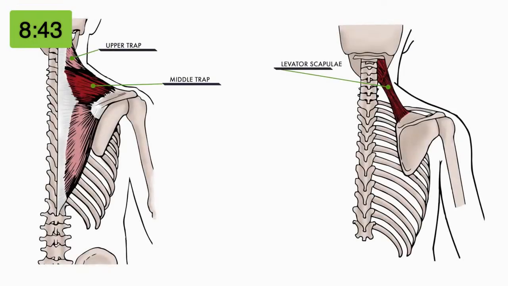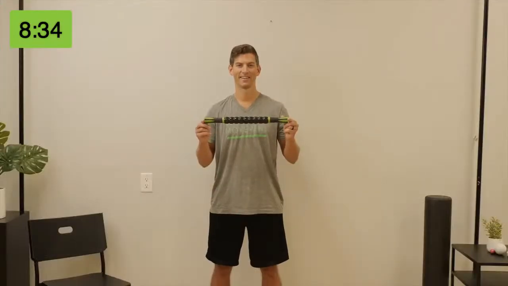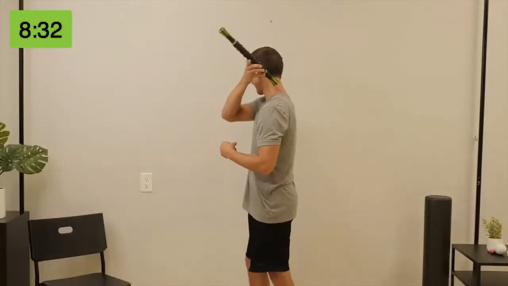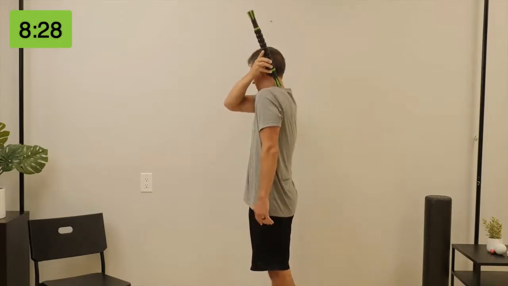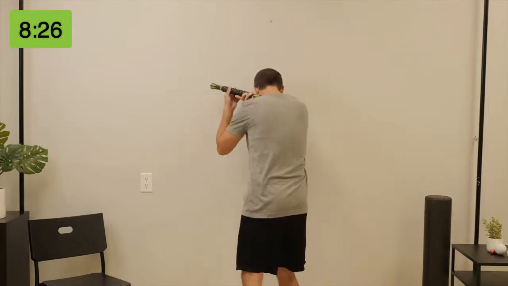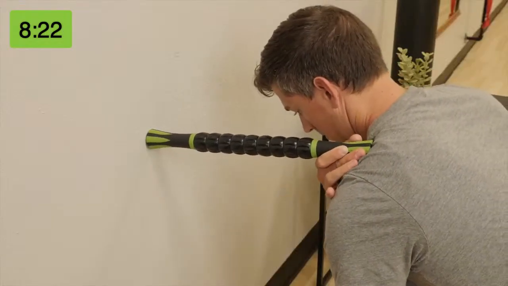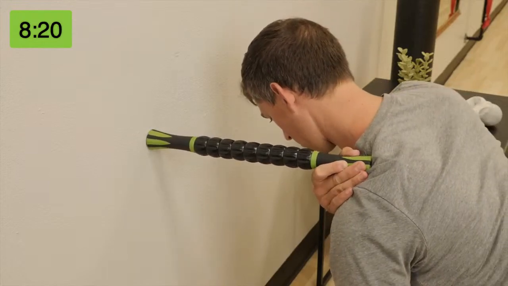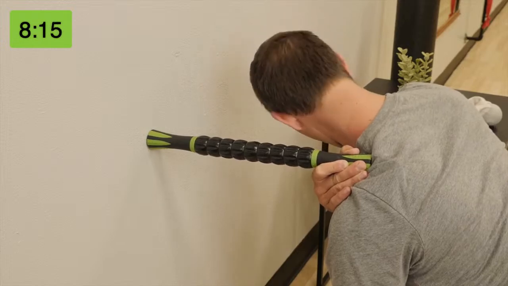Our final release is going to be on the upper and middle trap and levator scapula. These muscles contract the shoulder to the head. This release requires a massage stick and a clear wall. We want to start by locating the trap and levator, which holds the shoulder up to the ear. Once located, lean against the wall, allowing the stick to press down into the shoulder. Once you've created that pressure, you can start turning your head down and away from that trap.